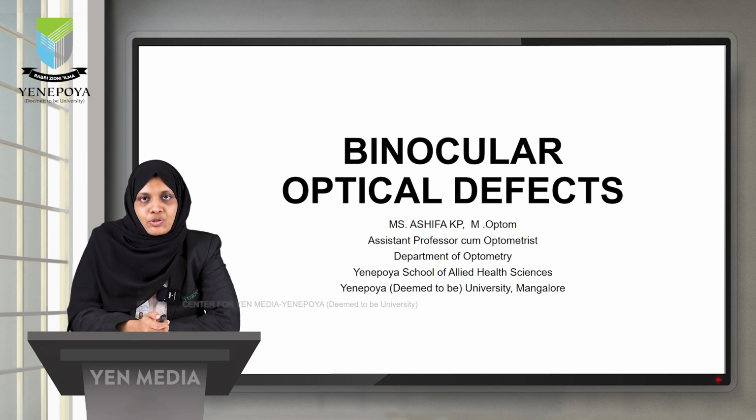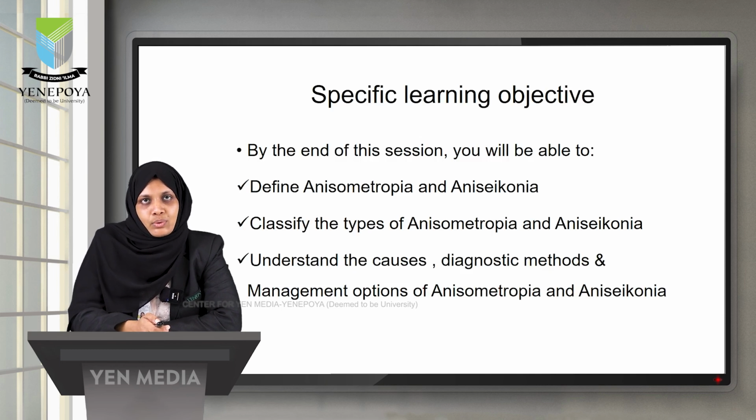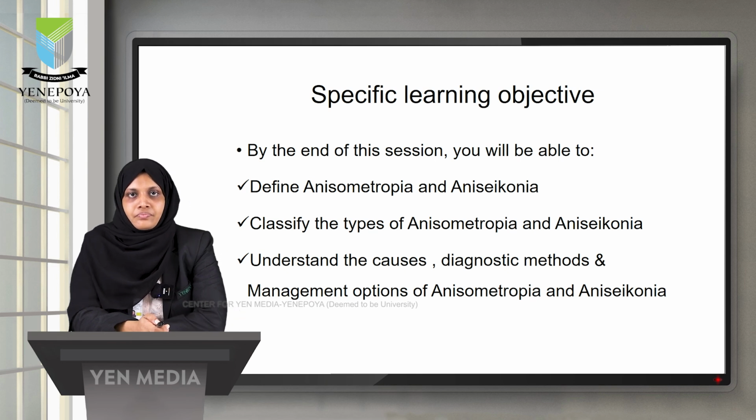Today we will be going to discuss binocular optical defects. So let's start with our specific learning objectives. By the end of the session, you will be able to define anisometropia and aniseikonia, classify the types of anisometropia and aniseikonia, and understand the cause, diagnostic method and management options of anisometropia and aniseikonia.